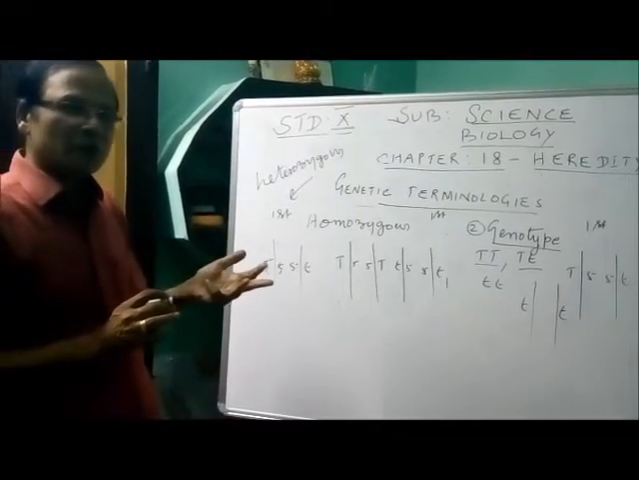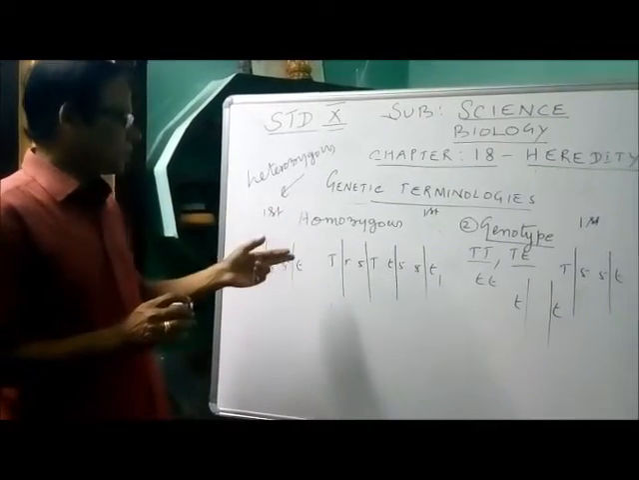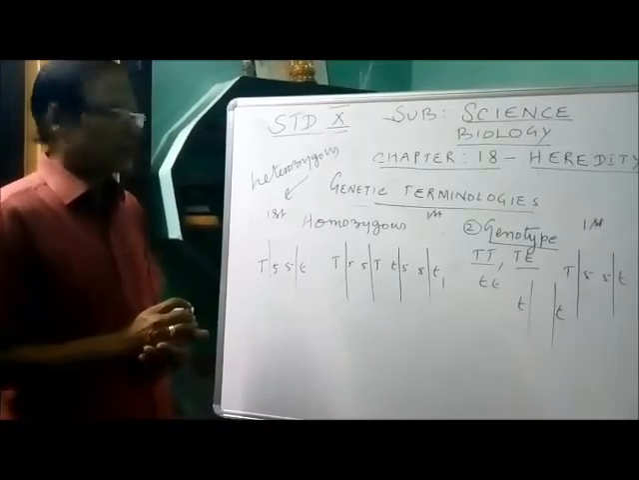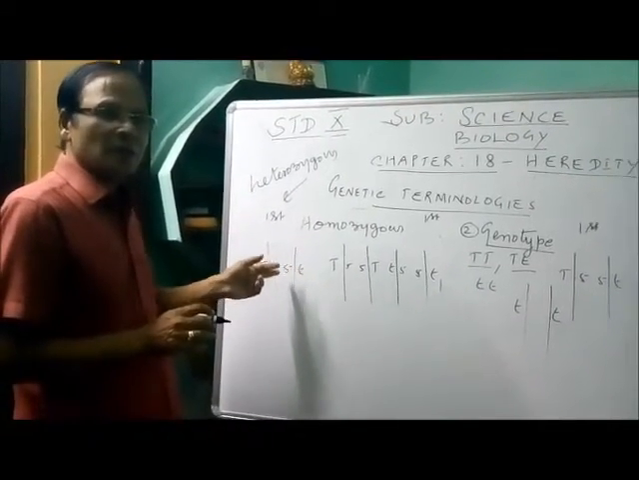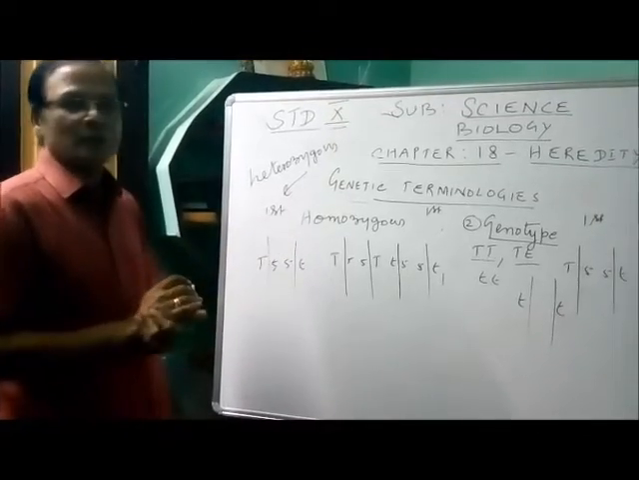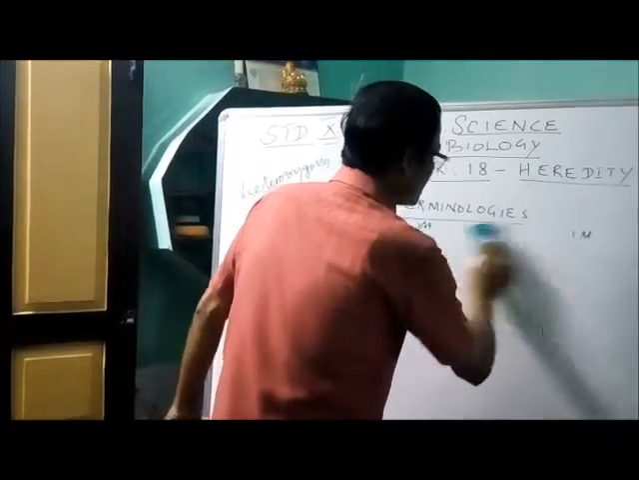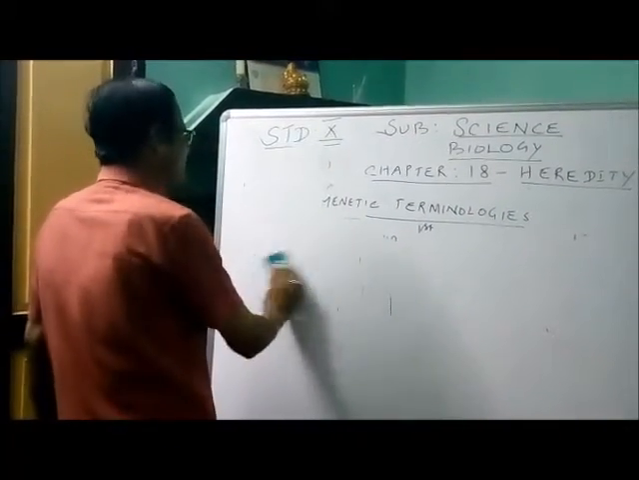Phenotype, external visible appearance. Genotype, the genetic constitution. Homozygous, similar genes in homologous chromosomes. Then heterozygous condition, dissimilar or unalike genes in a homologous pair of chromosomes. Now some more terminologies. What are alleles? What are alleles?